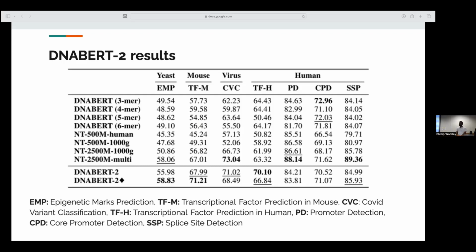Not DNA BERT2 and nucleotide transformers. It's training 3,000 plus multi-species data set.